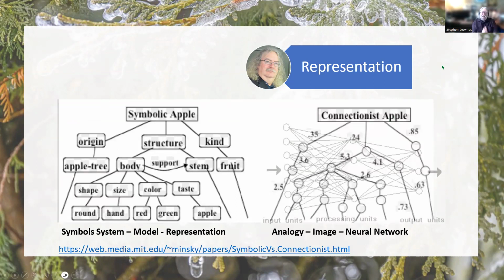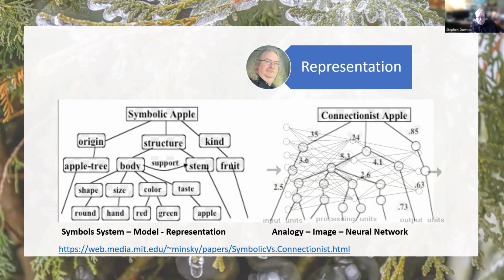We can contrast it with a symbol system model-based representation that we construct. That's what we see on the left here. And this is constructed. We've created a mechanism of representing that apple using words. So we'll talk about the origin in an apple tree, the kind of thing that it is. It has a body, it has a shape, has a size, color, taste. It's a kind of thing, a fruit, etc.